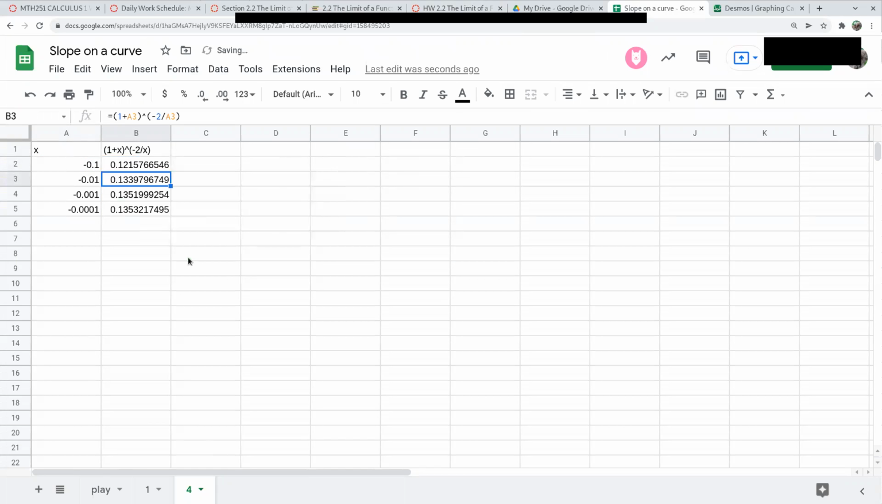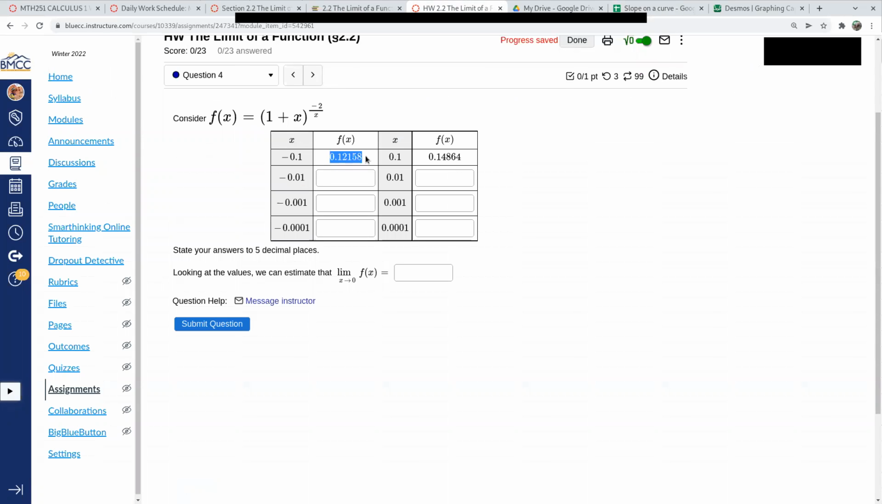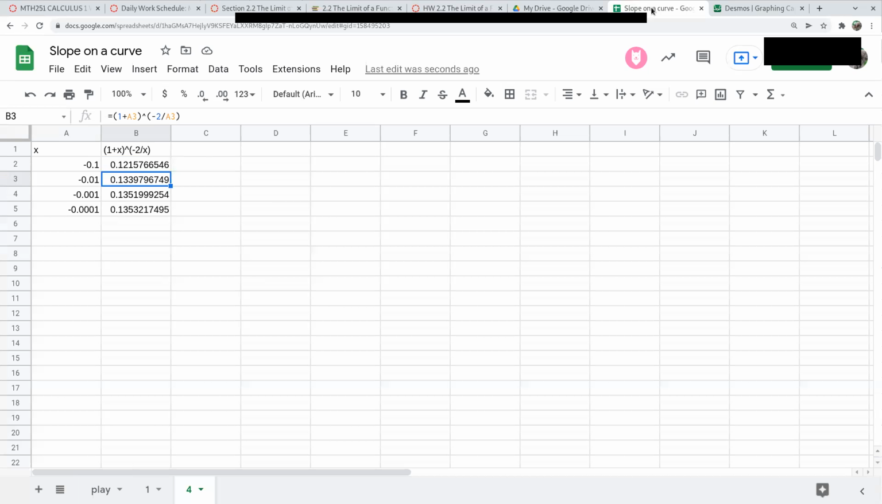Okay, so the first one is 0.121576, and my homework said 0.12158. Yeah, so my answer does round to that answer to the 5th decimal place, and then it wants me to enter values to 5 decimal places. And the spreadsheet's pretty cool about that. I can say, hey, for this whole column, let's decrease the number of decimals. I just want to see 5. So these are my homework answers for that first part.